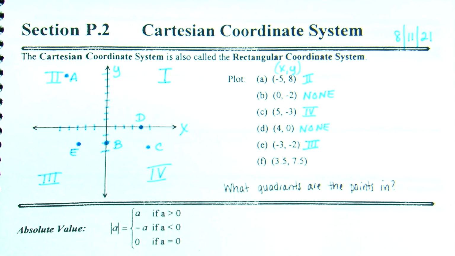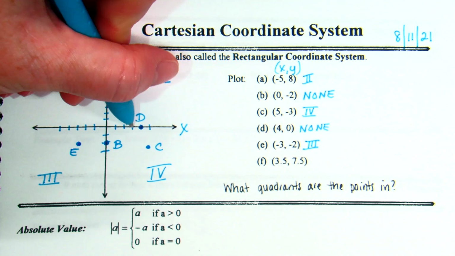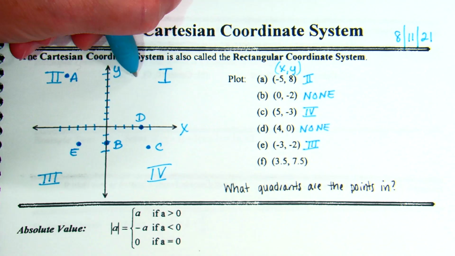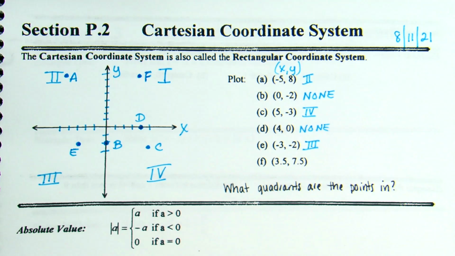And point F, 3.5, 7.5. Can we graph that? Yeah, you can graph that. You go 3.5 boxes, which I don't even have boxes on here. So 3.5 to the right, and then 7.5 up, which from earlier I have 8 marked, so I think it's going to be about there. And I'm calling that point F. And point F is in quadrant 1.